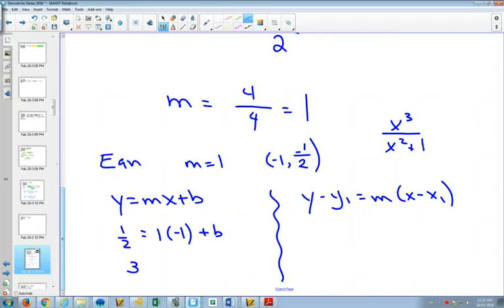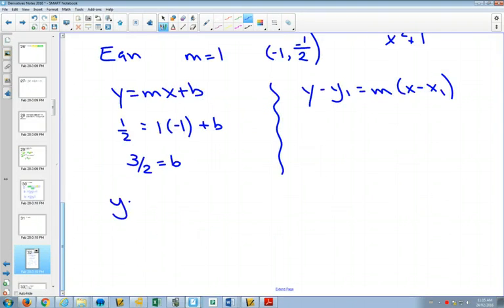Add 1 to both sides, and you'll get b is 3/2. So our equation is y equals x plus 3/2. Oh, y is -1/2? Thank you. So then when I add 1 to both sides, I will get 1/2. Thank you. x plus 1/2.